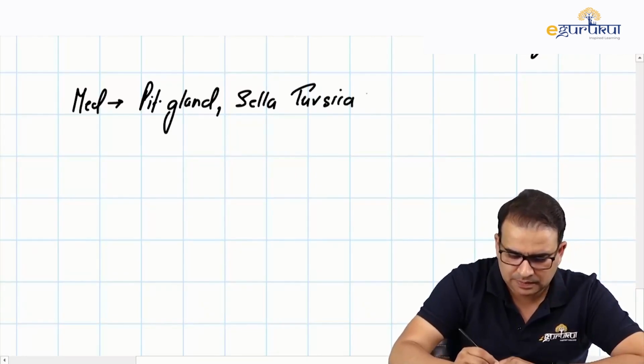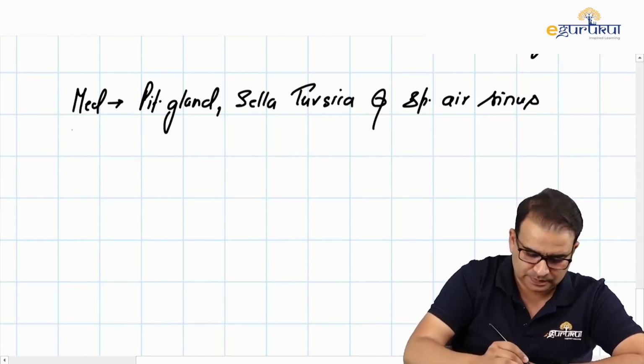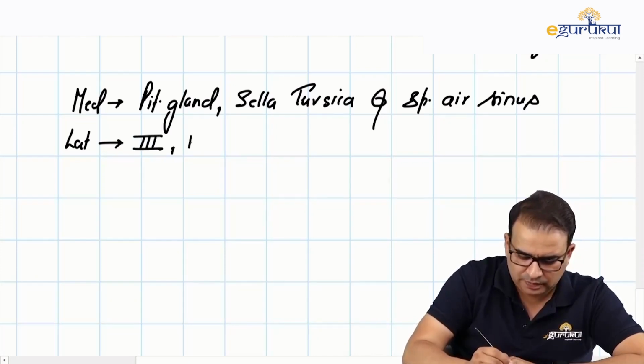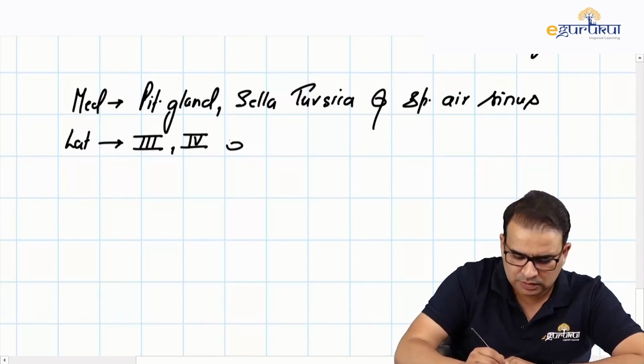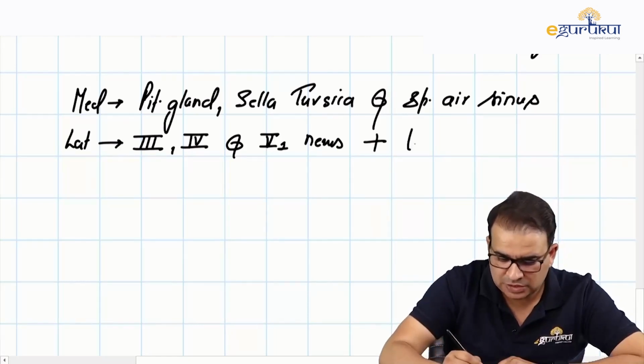Sella turcica and sphenoidal air sinus. Lateral relation includes the third nerve, fourth, and ophthalmic nerves. Plus, we just said uncus.